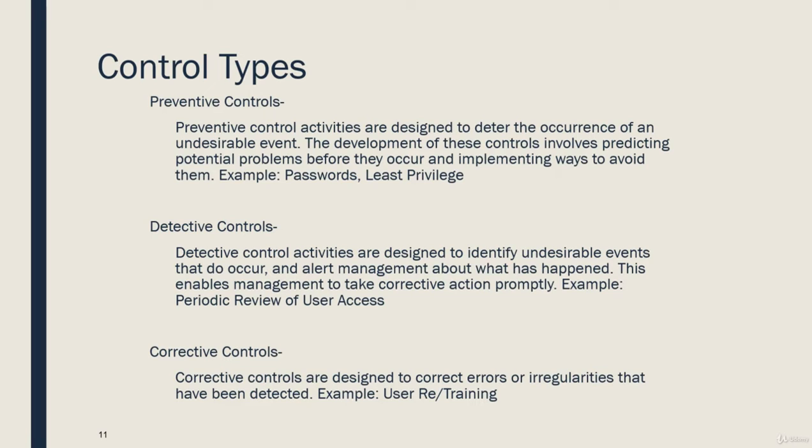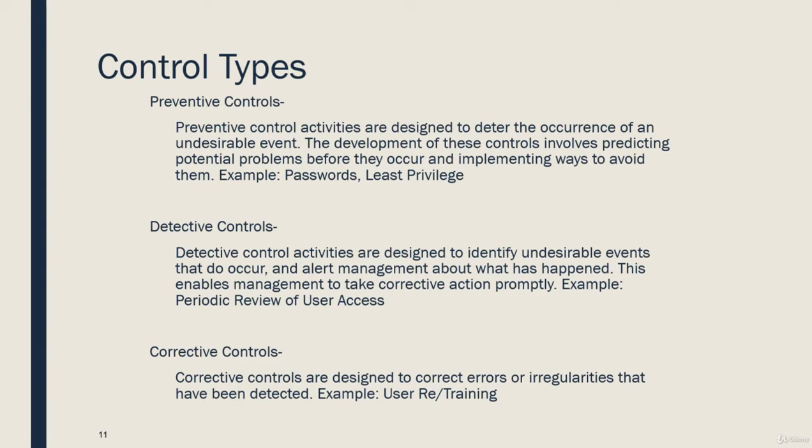The first one we have are the preventive controls. Preventive controls are implemented to prevent an undesirable event from happening. So these controls are put in place to try and stop something bad from happening. The development of these controls involves trying to predict potential problems that could occur and then implementing ways to avoid those problems.